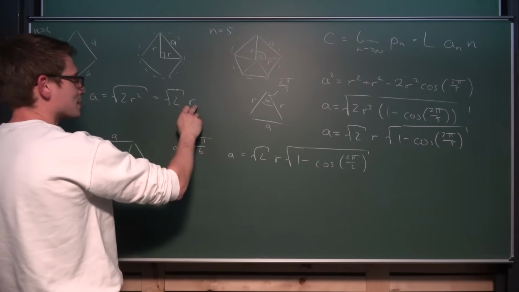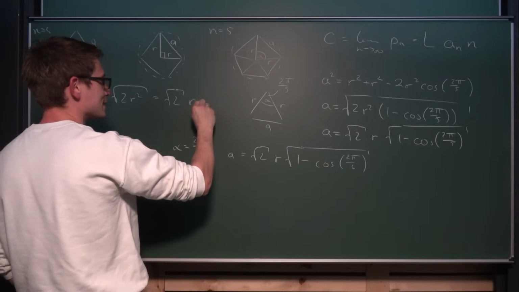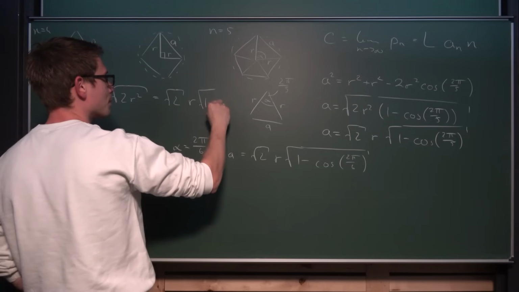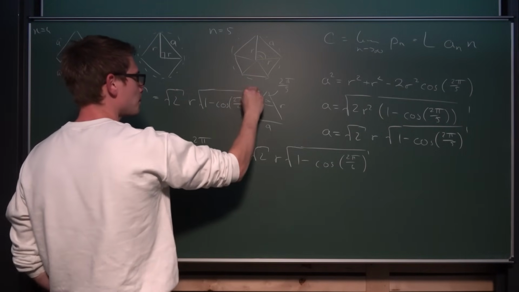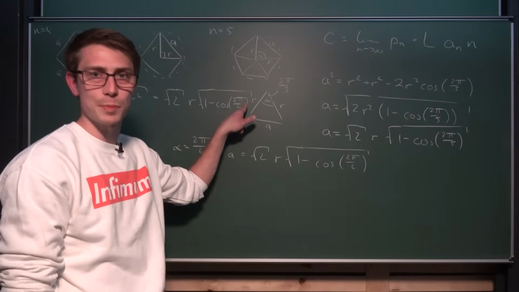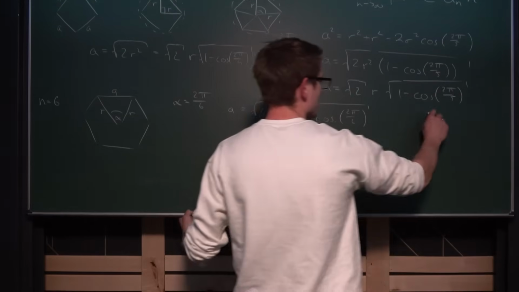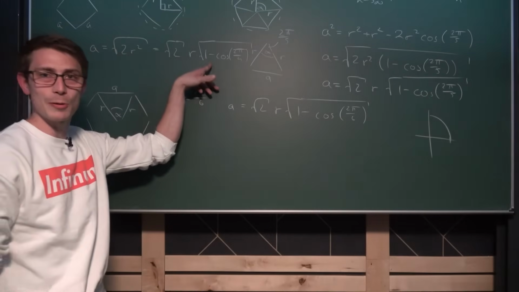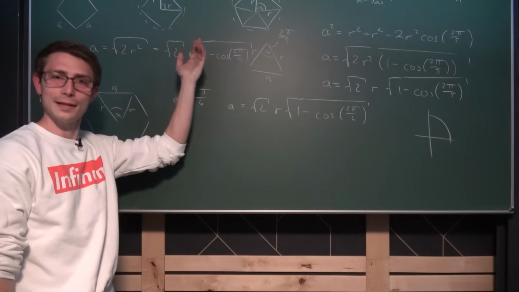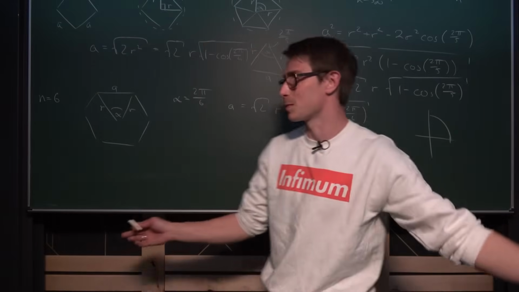Square root of 2 times r times 1, and this right here is easy to see, is the same as square root of 1 minus the cosine of 2 pi divided by 4. Because 2 pi divided by 4 is the same as pi over 2, and the cosine of pi over 2 is going to be the same as 0. So we are going to get the square root of 1, and this is just 1. So all problems solved, right?